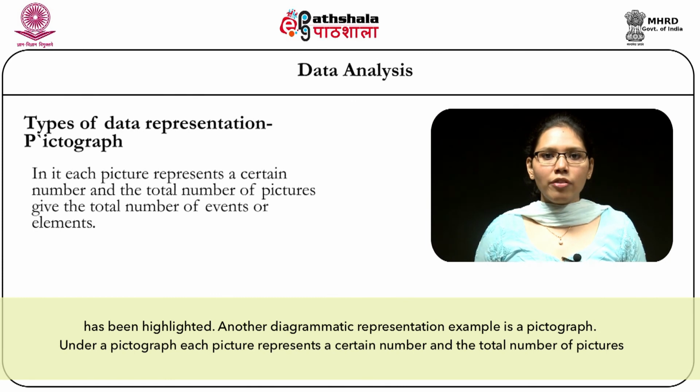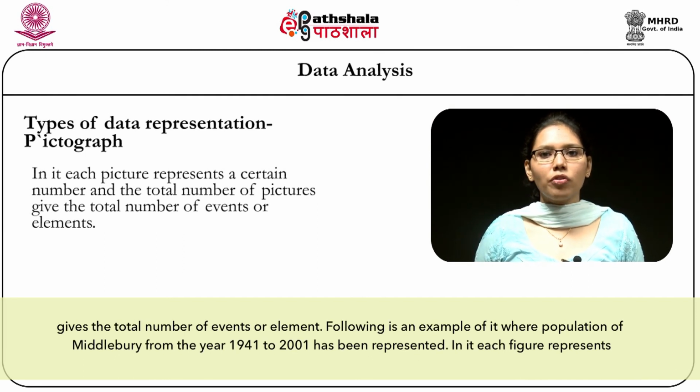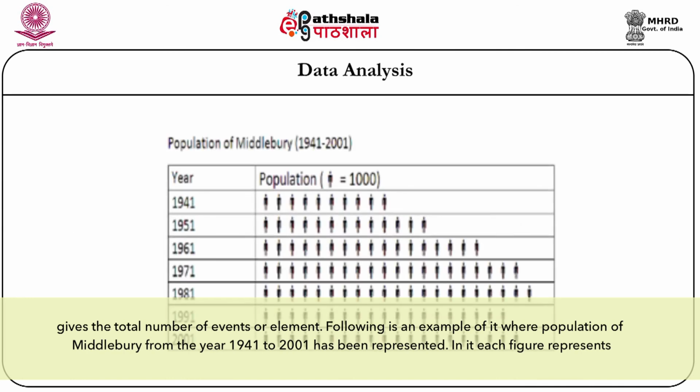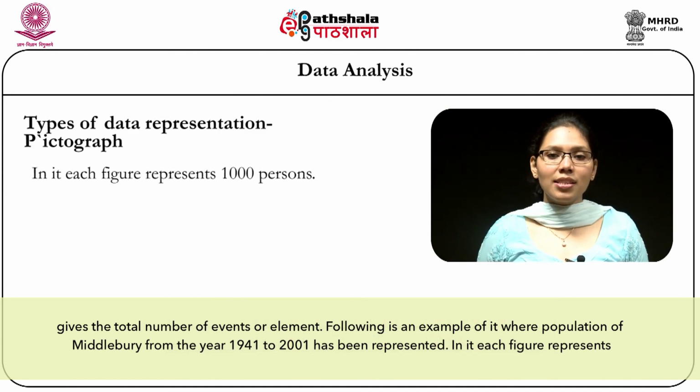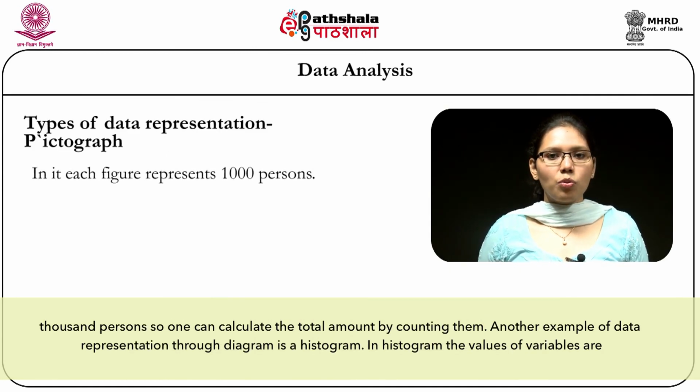Another diagrammatic representation example is a pictograph. Under a pictograph, each picture represents a certain number, and the total number of pictures give the total number of events or elements. Following is an example of it, where population of Middlebury from the year 1941 to 2001 has been represented. In it, each figure represents 1,000 persons. So one can calculate the total amount by counting them.